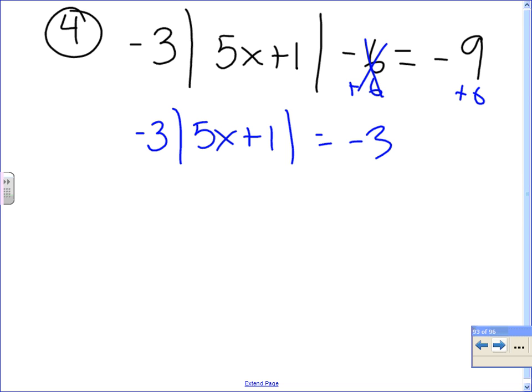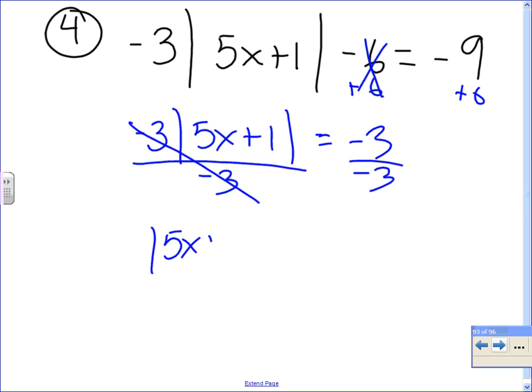Okay, we're still not ready to split it. Ethan, what do we have to do now? Remember, with absolute value, never ever distribute. To get rid of that negative 3, you are dividing both sides by the negative 3. These cancel. So we have absolute value of 5x plus 1 equals negative 3 divided by negative 3, which is positive 1. So at this point is where you determine whether we are going to have a solution or not.